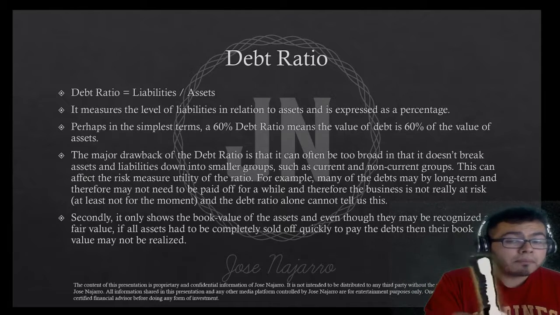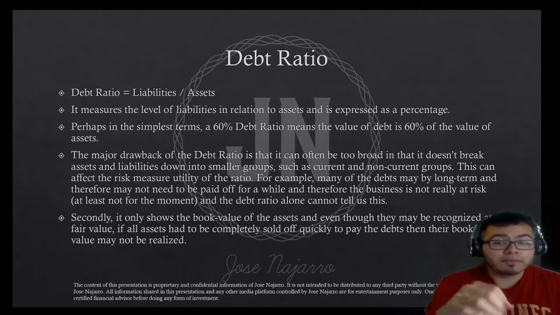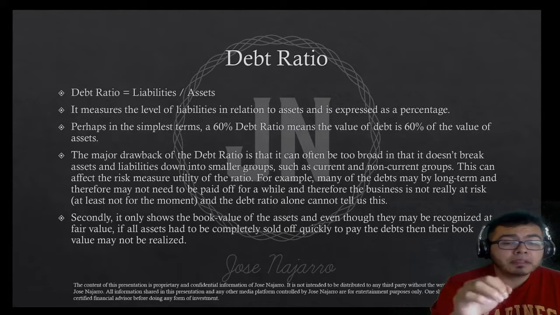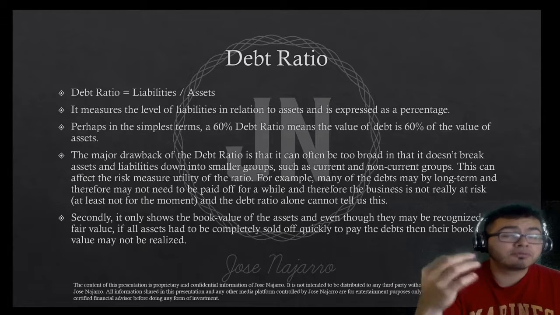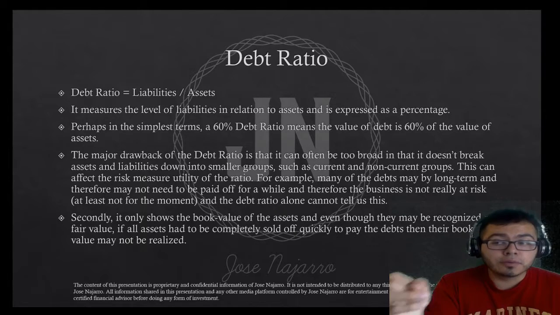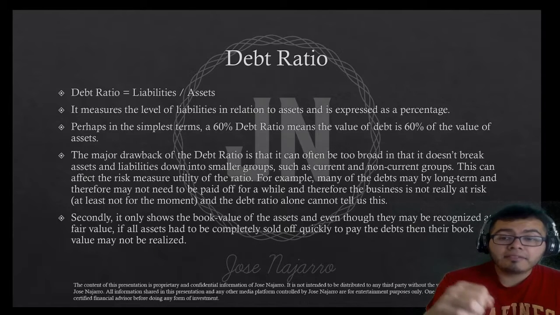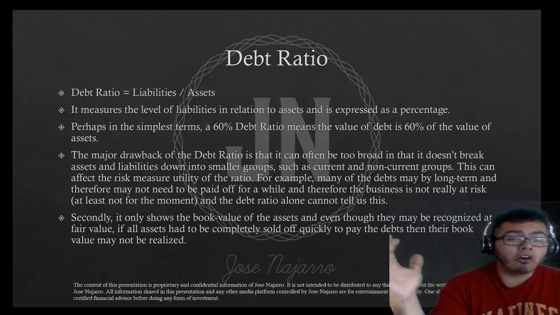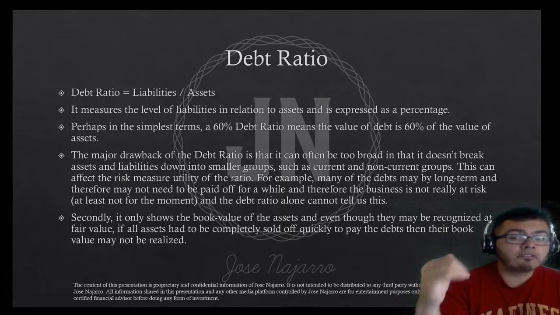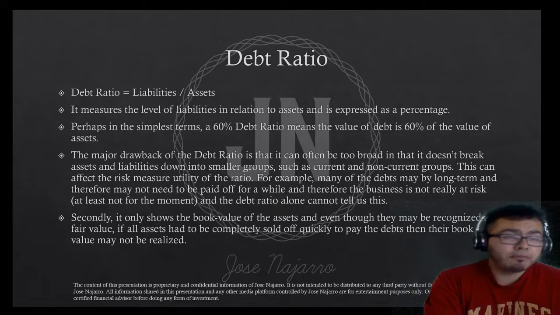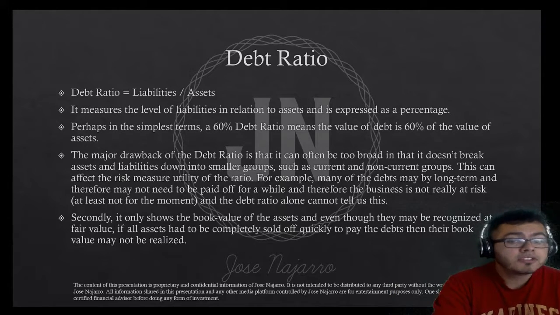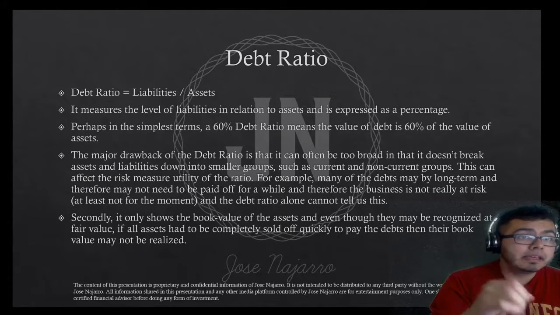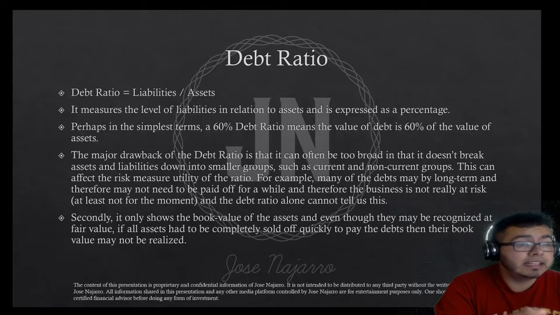The major drawback of the debt ratio, like I mentioned before, is timing. It can often be too broad, in that it doesn't break assets and liabilities down into smaller groups. Because remember, there's current and non-current groups. So this company can have a huge debt in the long term, and it might show this debt ratio to be pretty high. But in reality, this company has such a long time to pay off this debt. So a high debt ratio does not mean a bad thing. You just have to take a look at how this debt is broken down.